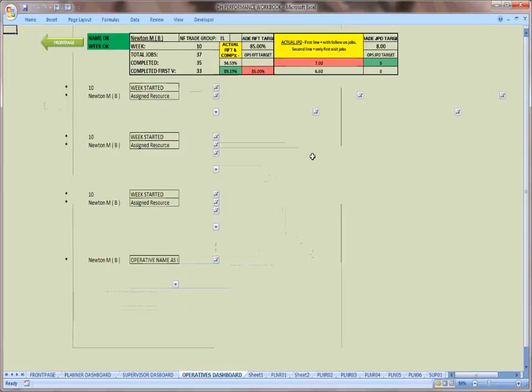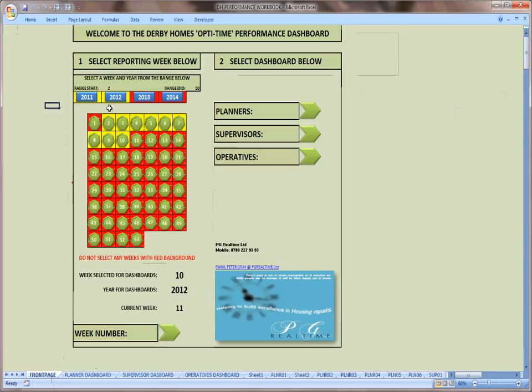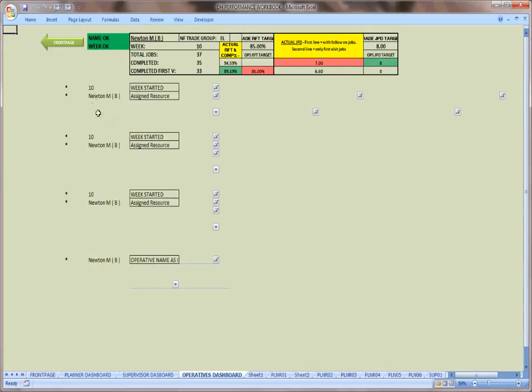Okay, let's go to the operatives dashboard. Now here we need the supervisor to make changes. They can select various weeks and different operatives. When you at the front page select a week and a year, it will automatically default to that week, but the supervisor or anybody that's looking at operatives performance can change the week. They can also change the resource.